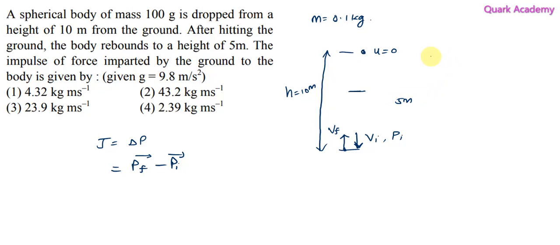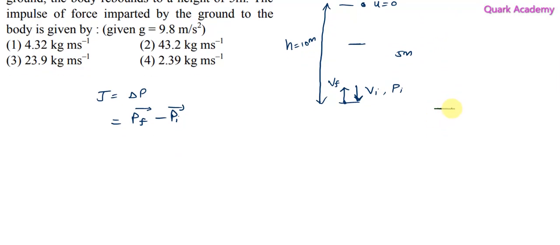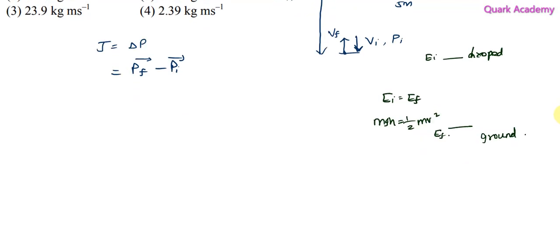So let's consider the first case where the ball is dropped from the top and it is going down and it is going to hit the ground. So from here it is dropped, and this is the ground. Here it will have some energy and here also it will have some energy, and these two energies should be the same. This initial energy should be equal to final energy. Initially it will have only potential energy, that is mgh. Finally, while hitting the ground, it will have only kinetic energy, which is half m v squared.